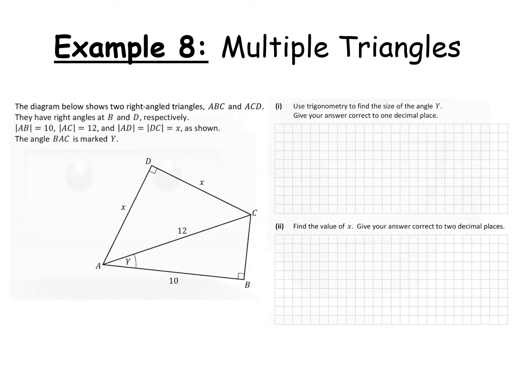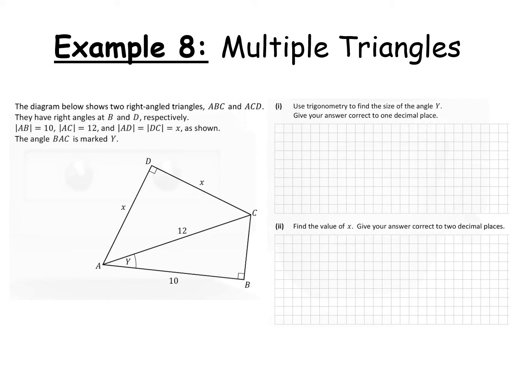Now let's look at an example that involves multiple triangles. The diagram below shows 2 right angle triangles, which are ABC and ACD. On the diagram I'm looking at both triangles and I notice that yes, the right angles have been indicated. They have right angles at B and D respectively. The length of AB is 10, the length of AC is 12, AD and DC are both equal to X as shown, and the angle BAC is marked Y.